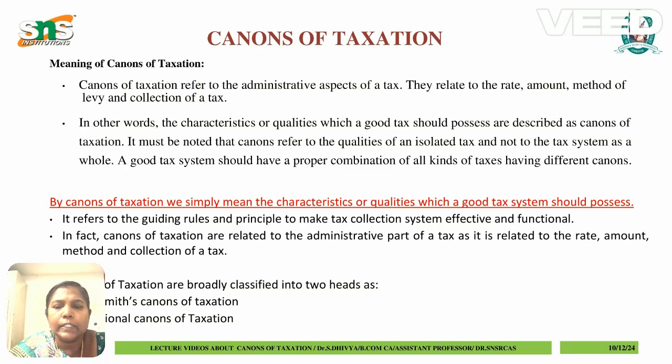A good tax system should have a proper combination of all kinds of taxes having different canons. By canon of taxation, we simply mean the characteristics or qualities which a good tax system should possess. Adam Smith's canons of taxation we will see briefly.